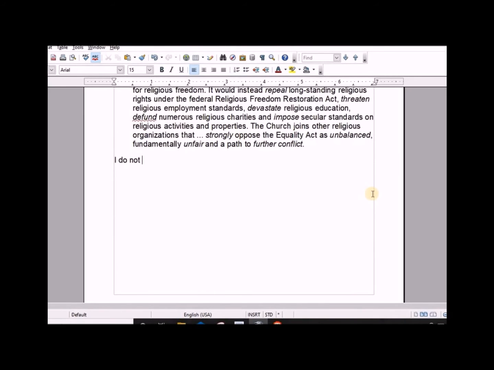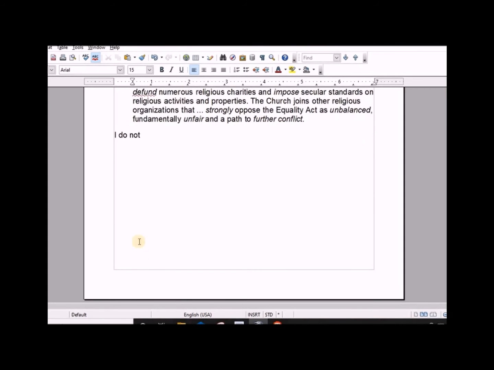It's got to be on one page. There's not a lot of space left.